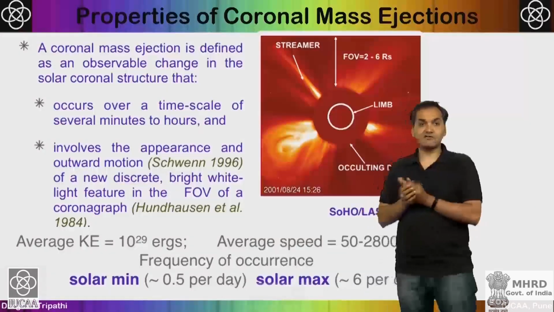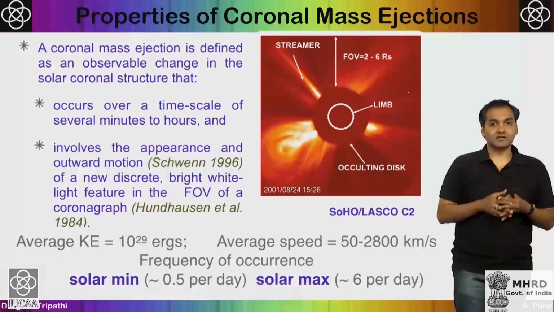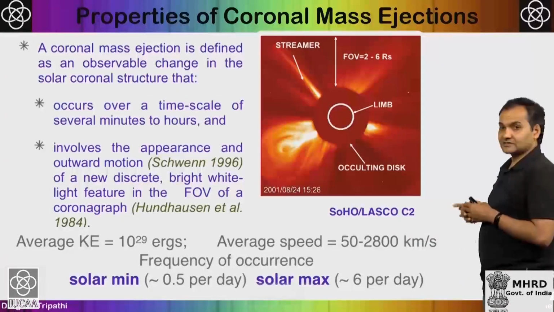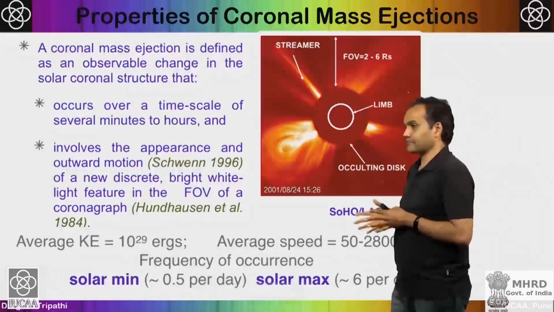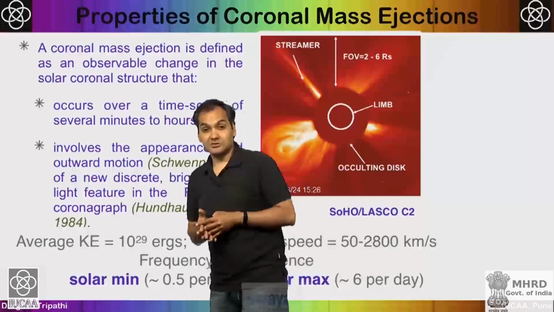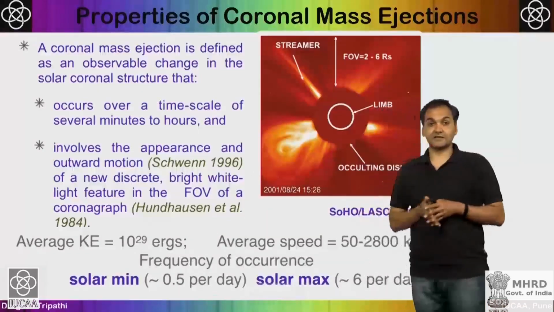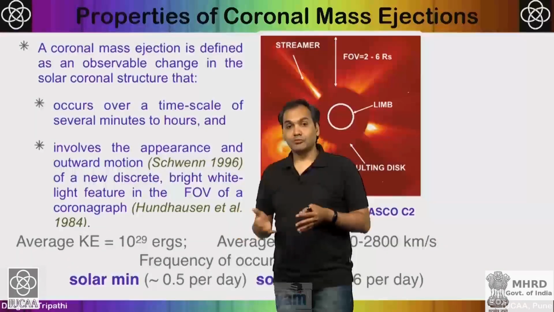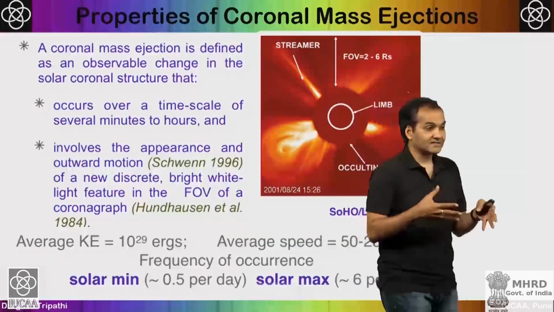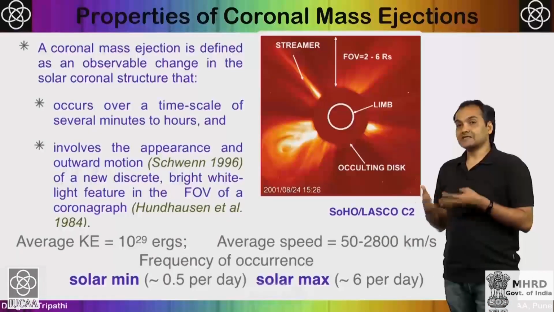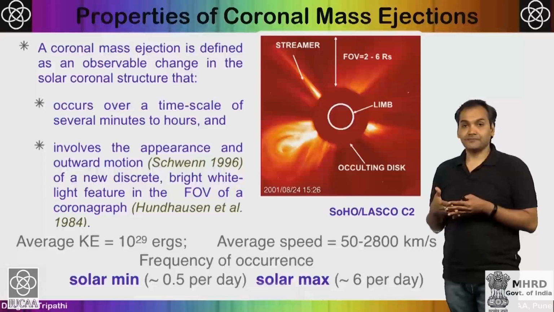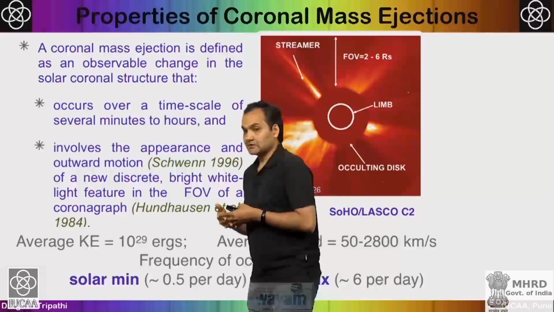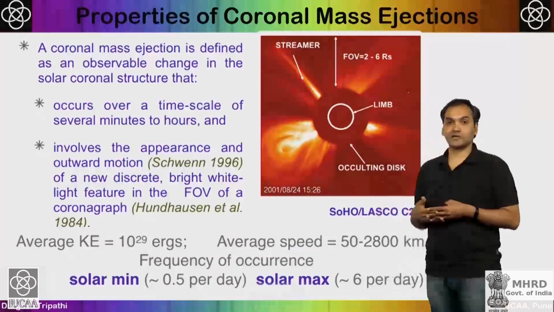coronal mass ejections. The average kinetic energy of such coronal mass ejections is about 10 to the power 29 ergs, and the average speed they can travel at is about 50 to 2800 kilometers per second. Their frequency changes depending on the solar cycle, which I will talk about tomorrow. During the minimum, when the sun is not that violent, you could see 1 coronal mass ejection in 1 day or 2 days, and about 6 to 10 coronal mass ejections every day when the sun is at maximum.